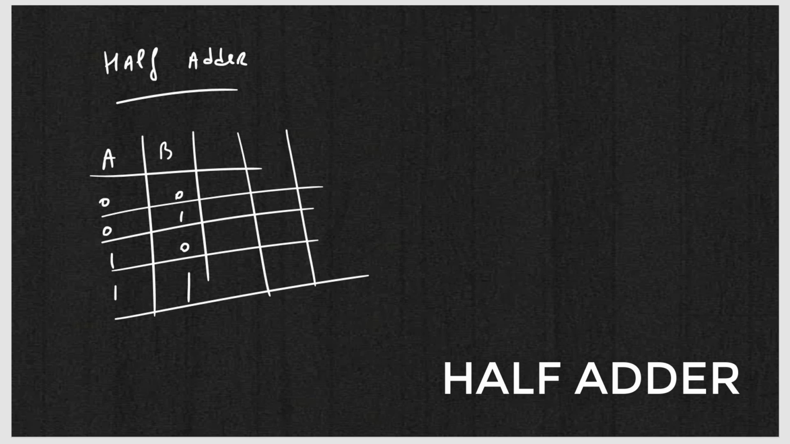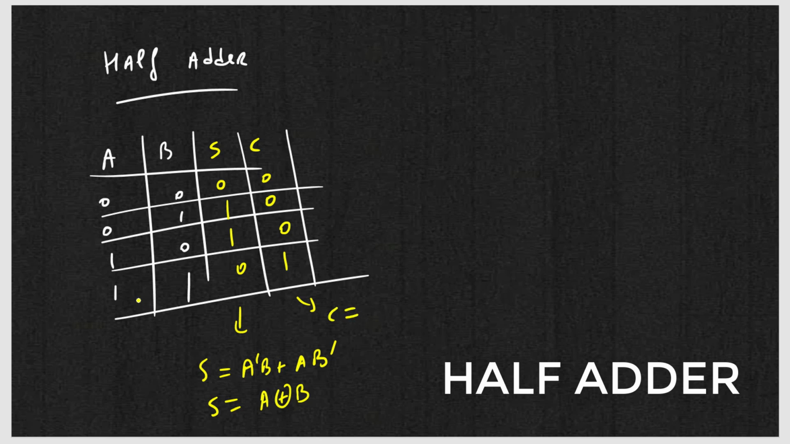And then we have two outputs. We have the sum and we have the carry. 0 and 0 is 0, 0. 1, 0. 0, 1. Perfect. And what we found is S is A prime B plus AB prime, right? Which turns out to be A XOR B, right? And C is the last minterm, AB. Does it make sense?